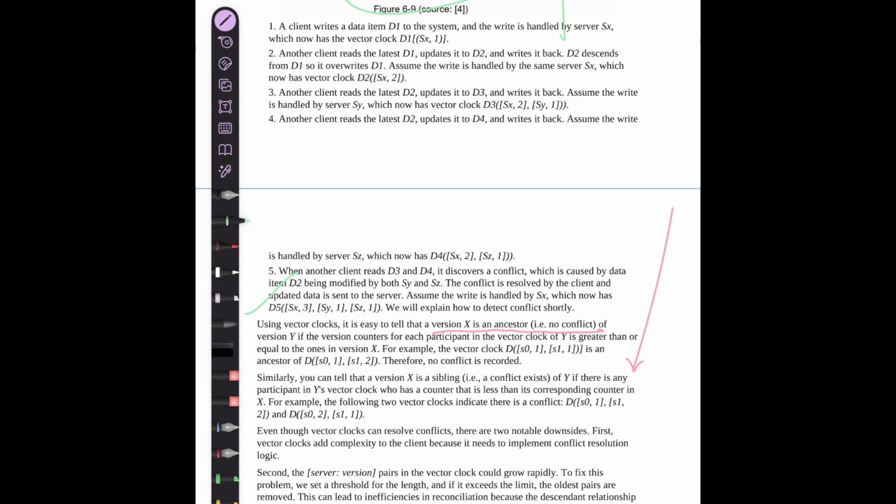So the point here is, how do you detect that there was a conflict? You get to know about the version of the system because when you compare two vector clocks, if for a particular server its version is more than this version, you realize that this is the ancestor. This preceded it. Using vector clocks, it is easy to tell that version X is an ancestor of version Y if the version counters are greater than or equal to those of version X. For example, if you look at this one and this one, this is the ancestor because S1 has one more write. So therefore there is no conflict. This is just an ancestor of it.